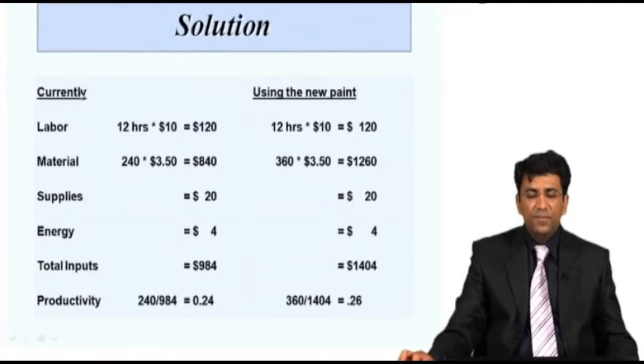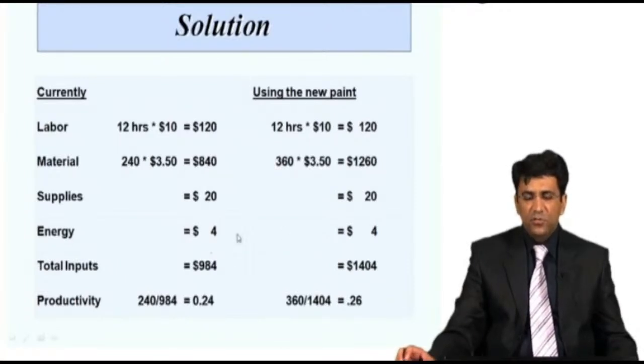Now students, this is her current productivity information, that is the labor is equal to 12 multiplied by 10, 120, as I just discussed. Material cost, because $3.5 is the unit cost, so we will multiply this unit cost by total output, so we can get the total material cost as $840. Supply cost is given as per day cost, so it will remain as $20. Energy cost is $4. So all these are the different inputs. If we add up all of these inputs, it will become $984. Now as I told you that 240 is our output, so productivity is equal to output over input. We have calculated input by taking into account all of these factors. So before the use of new paint, its productivity will be 0.24.